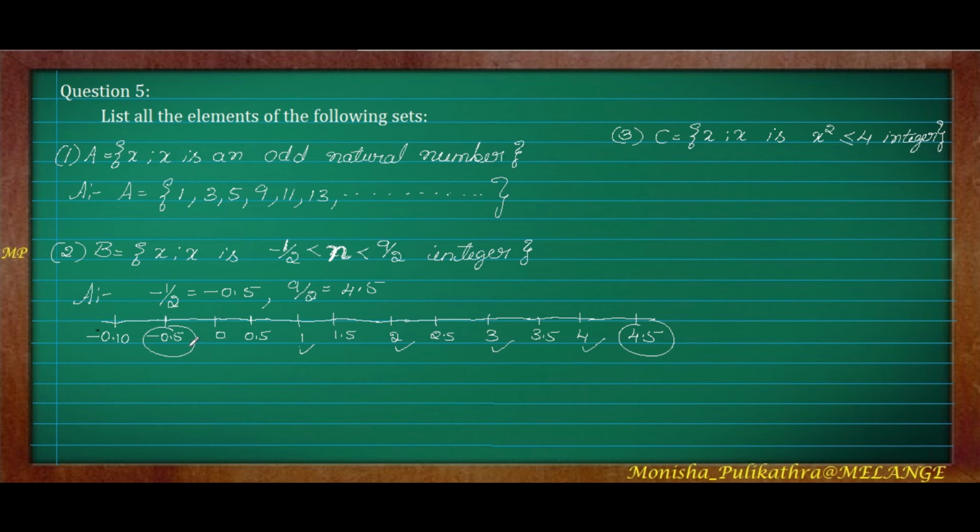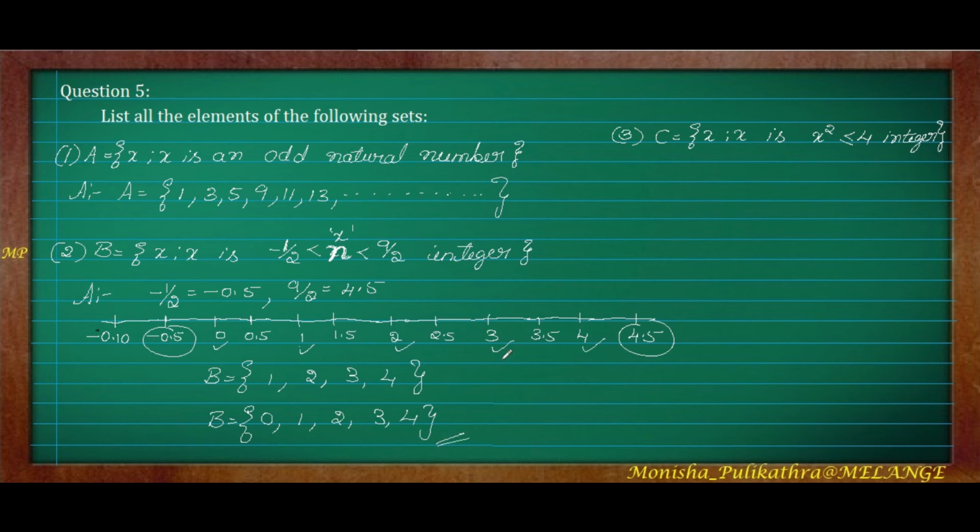So if it is n, then this set B will become 1, 2, 3 and 4. This is the natural numbers. Okay, so again in set B, if instead of n they have given x, we can include it as a whole number, then this 0 also comes. Okay, 0, 1, 2, 3 and 4, because 4 is less than 4.5. So we have to take the numbers which are between minus 0.5 and 4.5. So this is the answer for this.